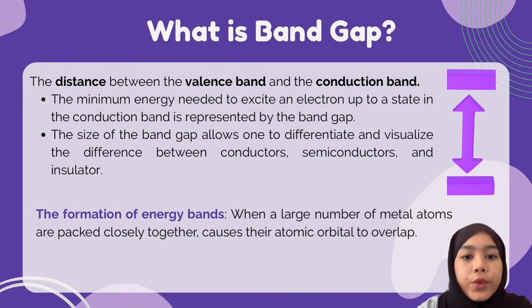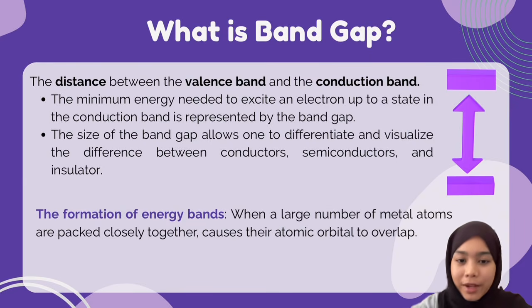Moving on to the band gap. So what is the band gap? The band gap is the distance between the valence band and the conduction band. The minimum energy needed to excite an electron up to a state in the conduction band is represented by the band gap.